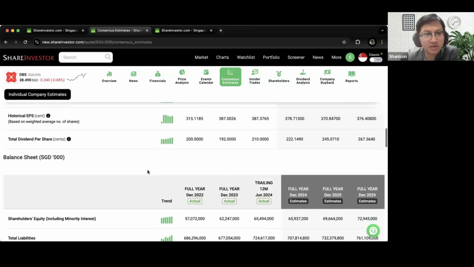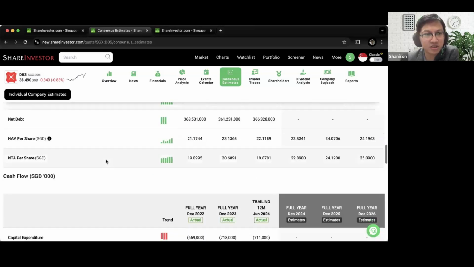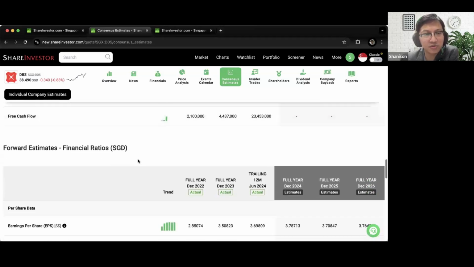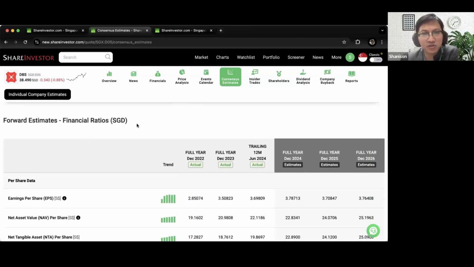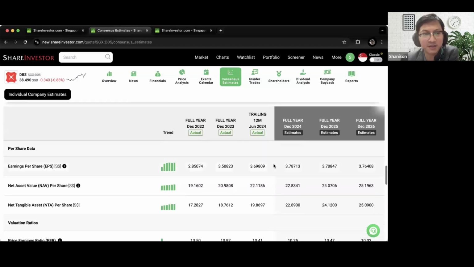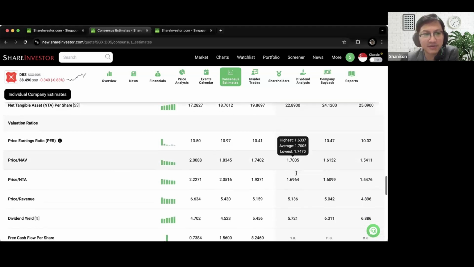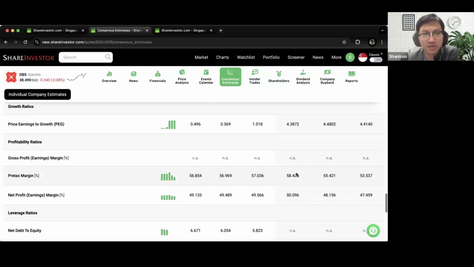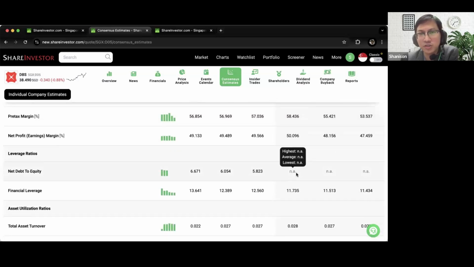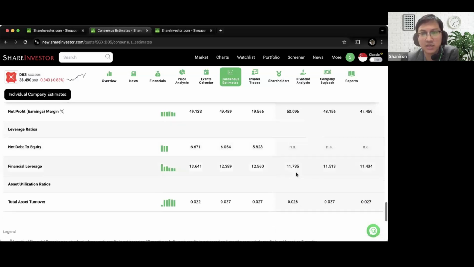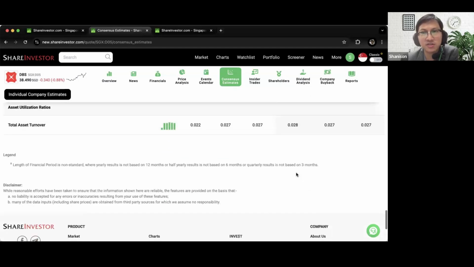It's not just about the three key financial statements, like the balance sheet and cash flow. It also calculates for you the key financial ratios in terms of estimates. There's EPS, so we calculate that for you. There's also the highest, average, and lowest as well. Same thing for other key ratios over here. So this will be very useful for those people who really study more in terms of fundamental analysis, and you need these ratios to guide you in terms of your investment decisions.